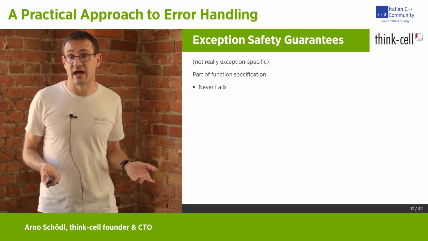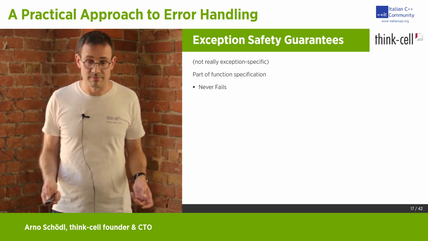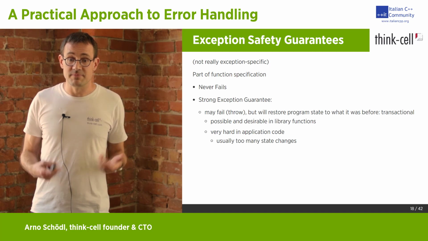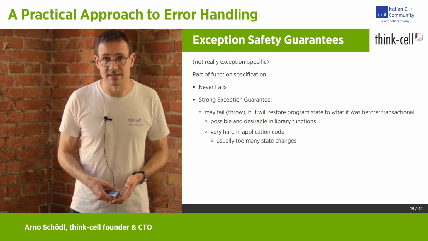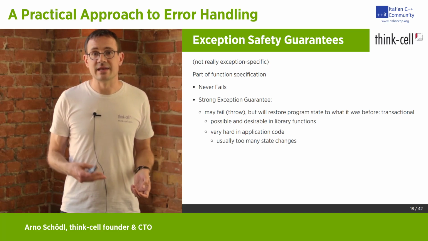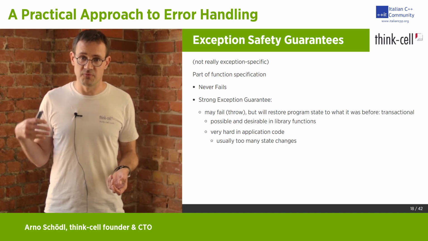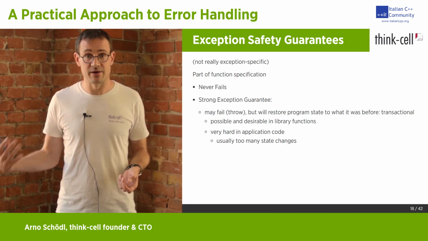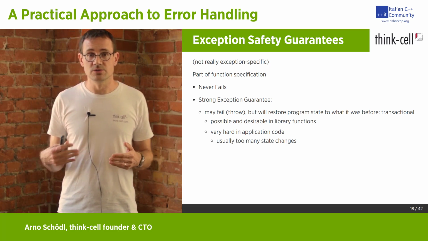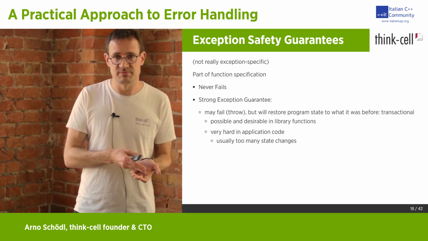Now, of course, the best you can have is a function that just never fails. It will always work, and then you have no problem. Unfortunately, it's pretty hard to achieve. So the next best thing we could have is a strong exception guarantee. What we mean by that is if that function fails, then it will restore the state of the program back to what it was before the exception was thrown, or before the error occurred, before the call of that operation was made. So you essentially get everything rolled back to what it was before.